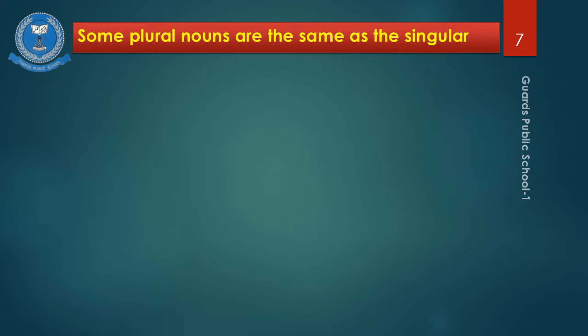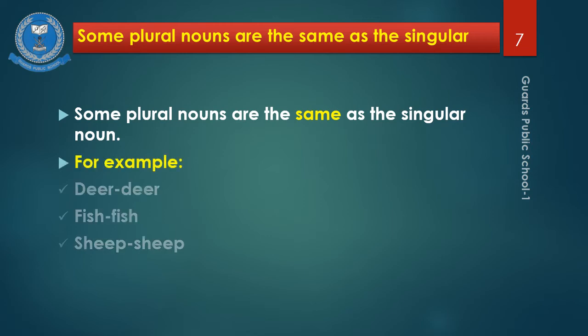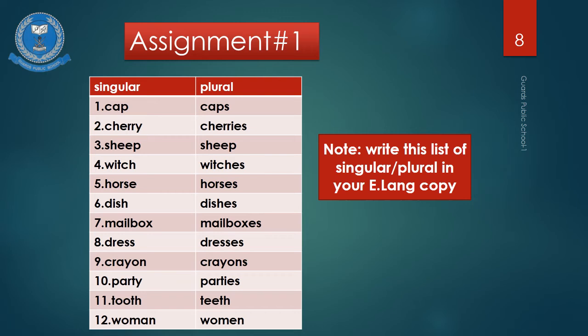Some plural nouns are the same as the singular. कुछ जो nouns होते हैं जो singular में होते हैं वही same वो plural में भी रहते हैं. For example, deer, deer, fish, fish, sheep, sheep. इनको हम change नहीं करते हैं, हम इनमें s या es नहीं डालते हैं.